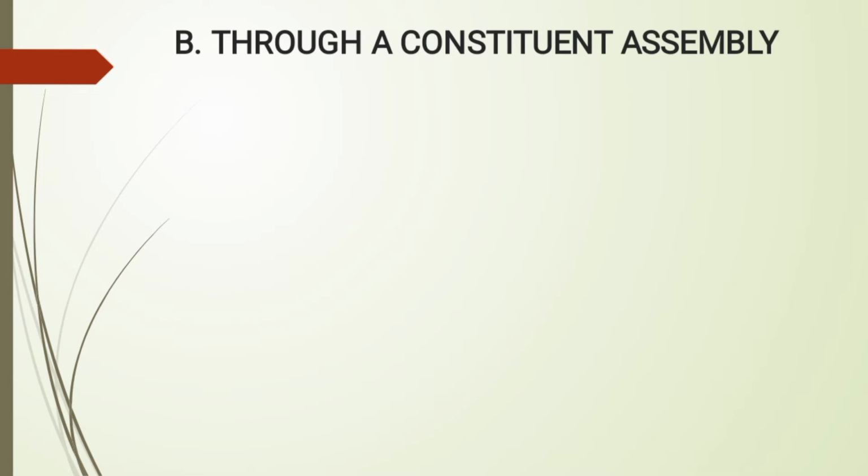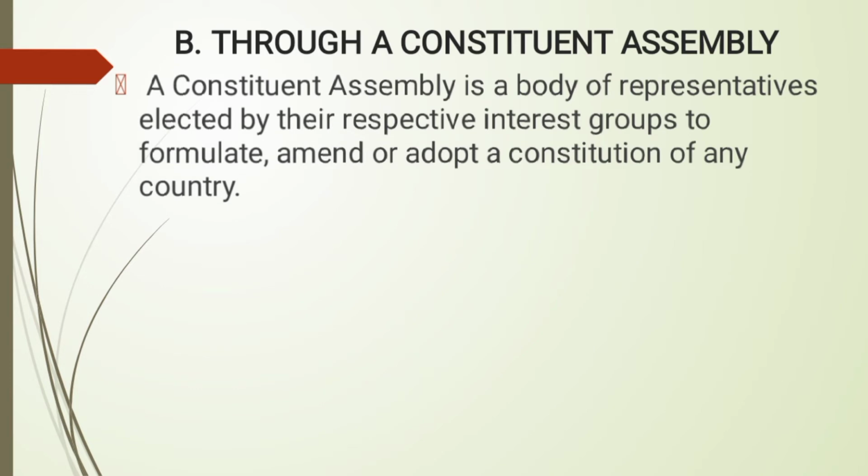Now, let's talk about adoption of a constitution through a constituent assembly. The definition still remains the same. A constituent assembly is a board of representatives elected by their respective interest groups to formulate, amend, or adopt the constitution of any country. So even during the process of adopting a constitution, a constituent assembly can work. You just choose a body of representatives to adopt the constitution. You say, these will adopt even if we don't involve parliament. We trust them.